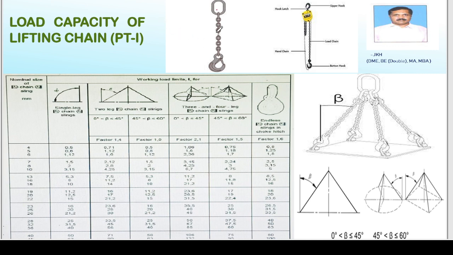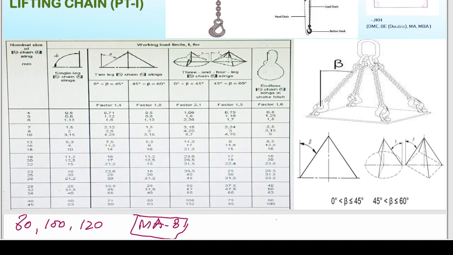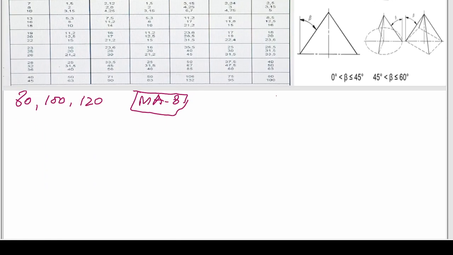The slings can be single leg or multiple leg. Ultimately they are connected to a common ring, and as per the number of legs, the load capacity can vary. First of all, we will calculate the working load. What is working load? WLL, working load limit. The working load limit of a chain sling is generally given by the manufacturer and is written on the tag itself, and you should follow the manufacturer's guideline for this.